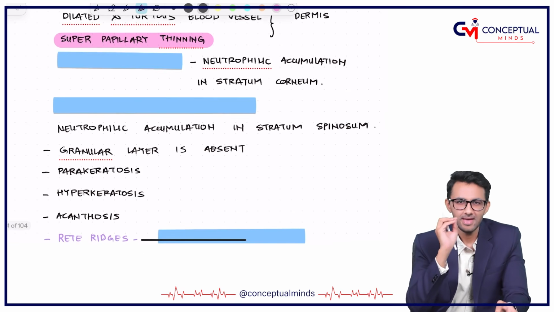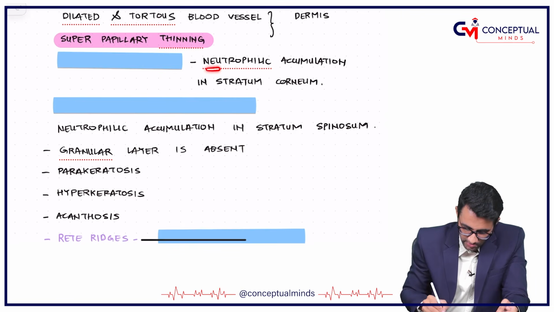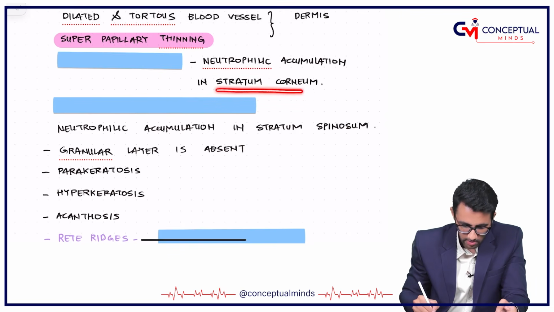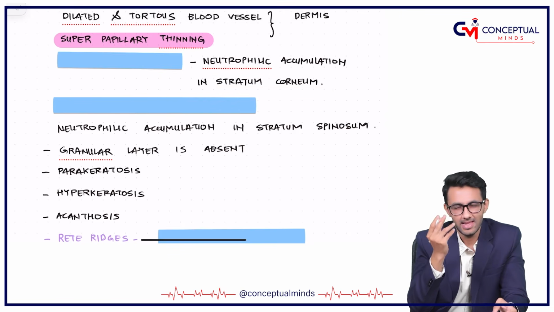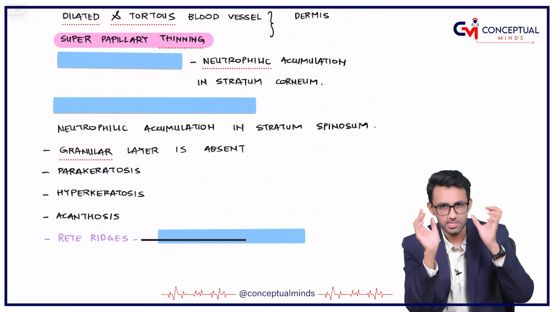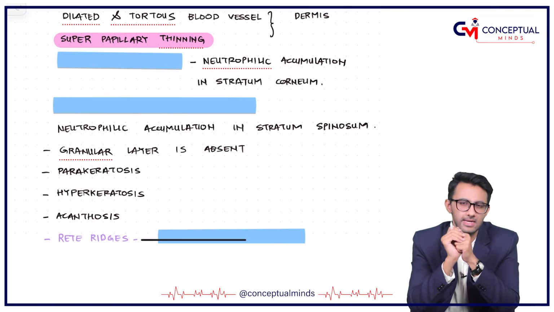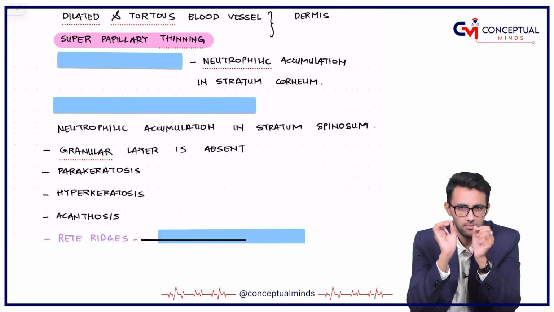So question to you guys. We read about microabscess. If the neutrophils are accumulated in stratum corneum, what do we call it? If the neutrophils are accumulated in spinosum, what do we call it? These two things I made you remember in the previous lecture, when we were discussing microabscess. We made a whole table: eosinophils, neutrophils and lymphocytes. Yes, we made this whole chart.